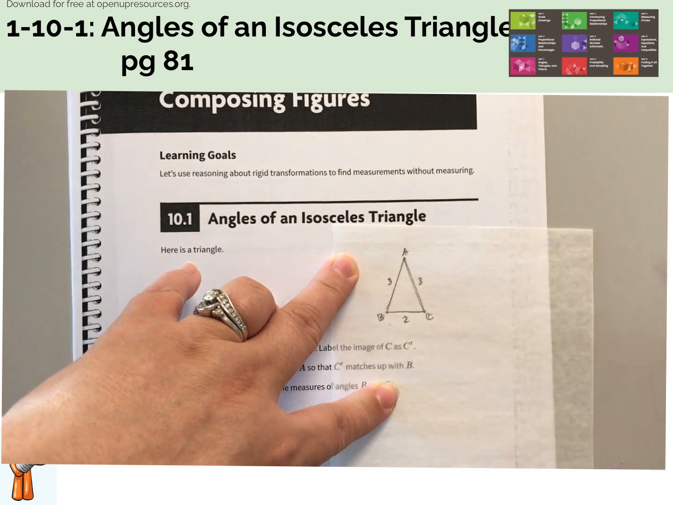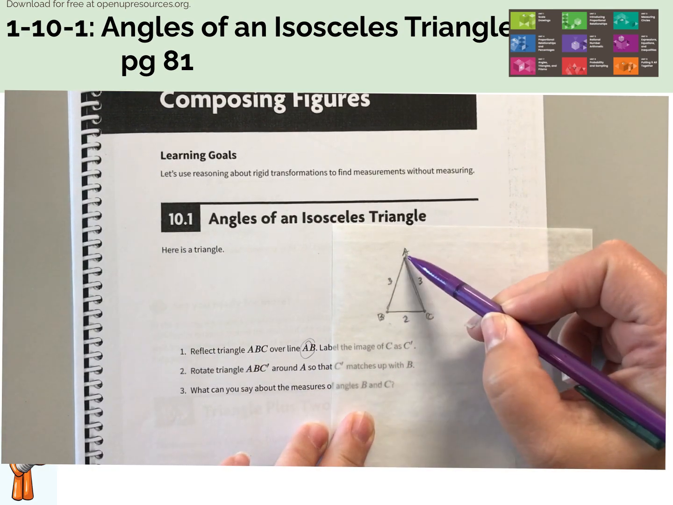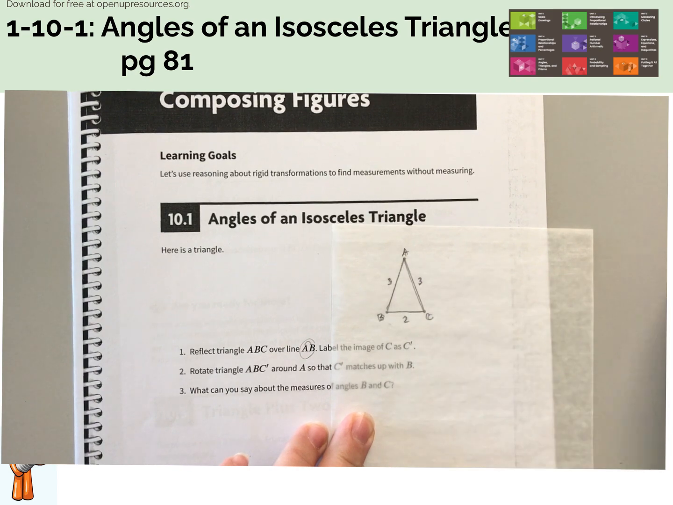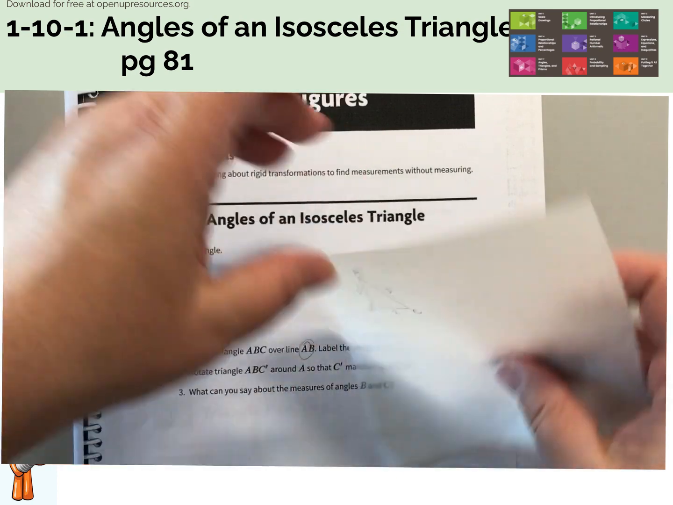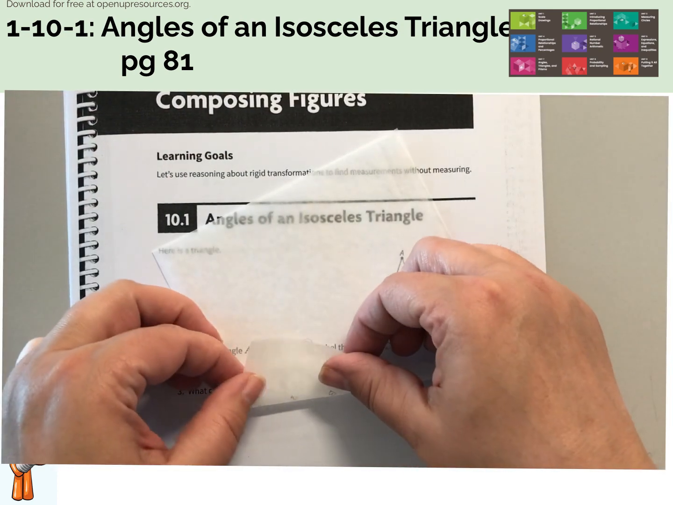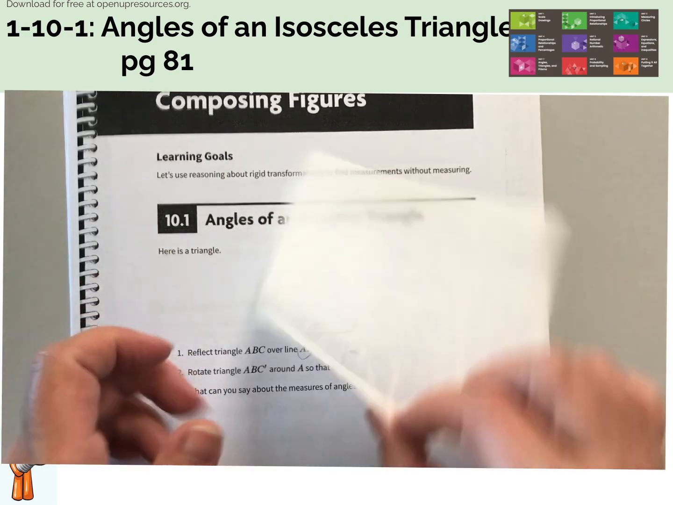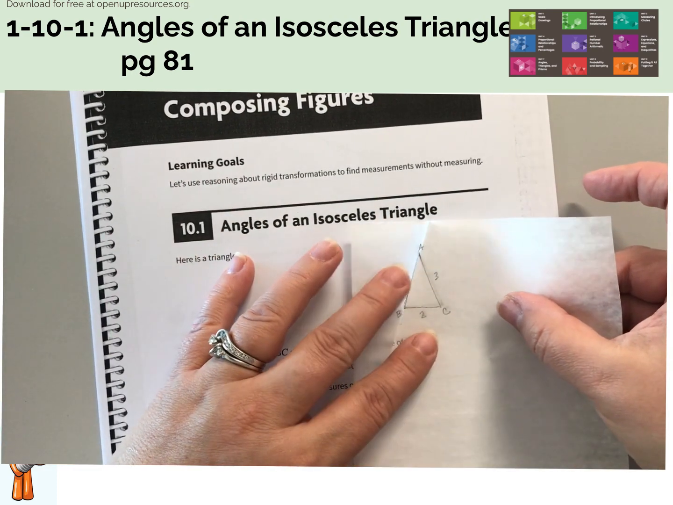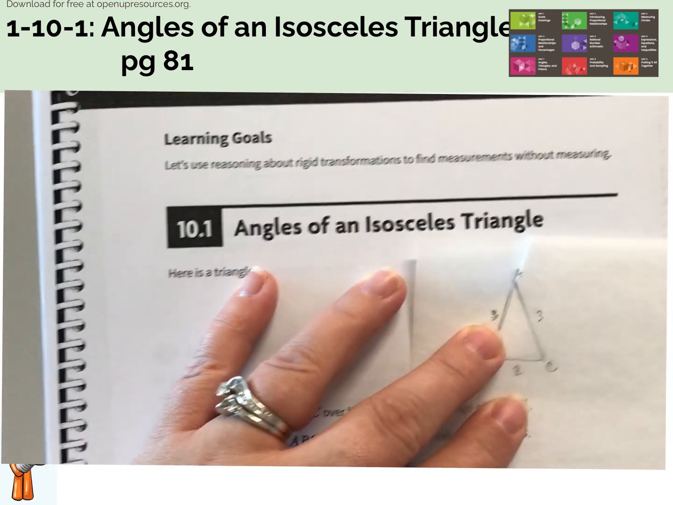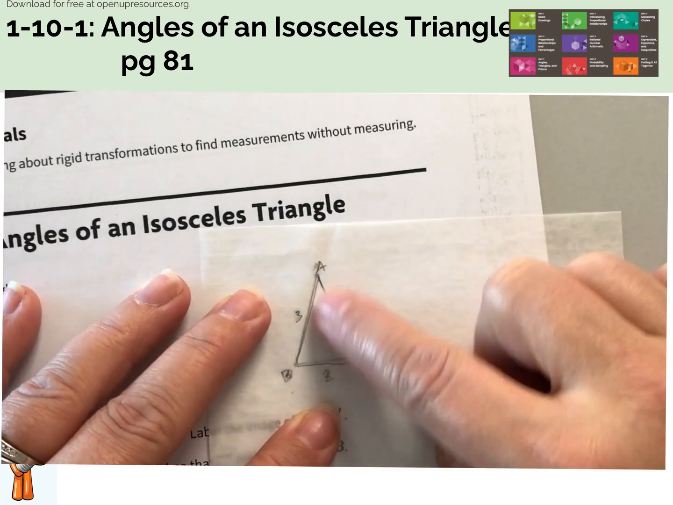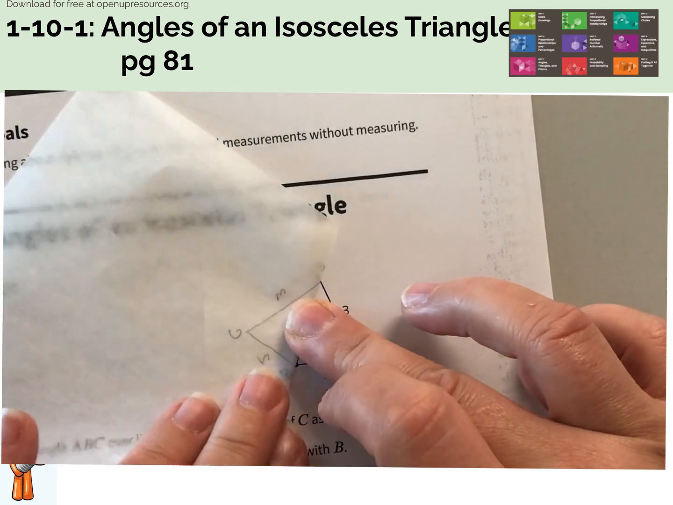I'm going to take this and it says to reflect over AB. So AB is here. Again, we're going to reflect it. That means we're going to fold our trace paper on AB. Okay, so I'm folding it on AB. And then we're going to reflect that. So I took it, traced it, I folded it on AB because we're doing a reflection.